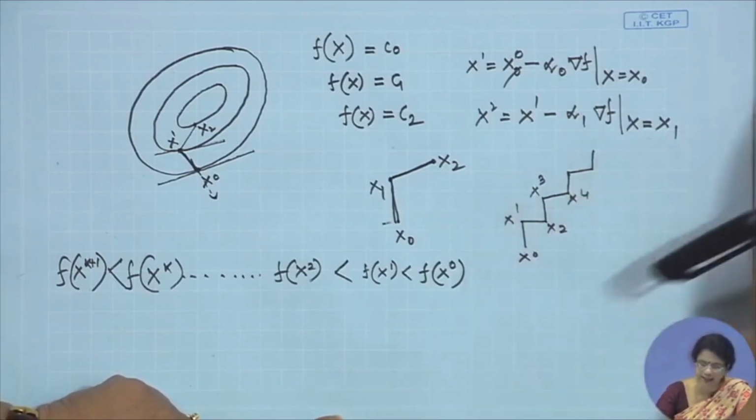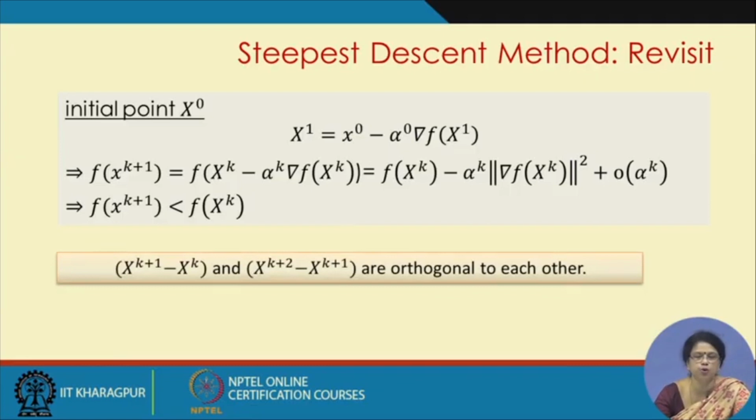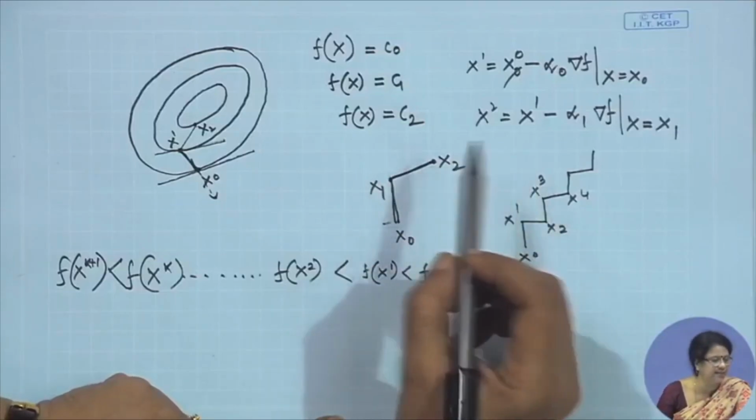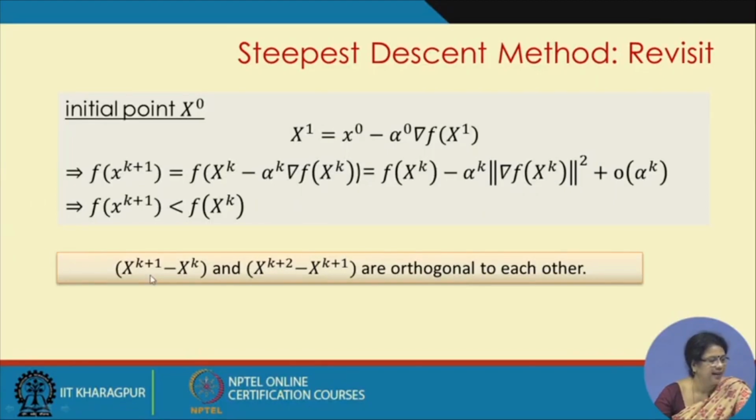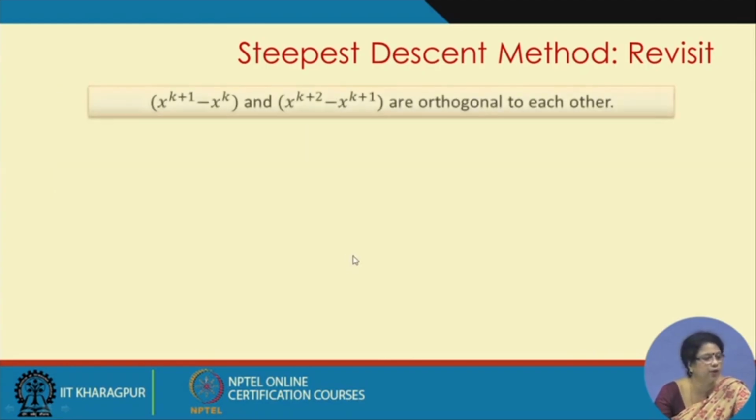In the next part I am going to show you that x_{k+1} minus x_k and x_{k+2} minus x_{k+1} are orthogonal to each other. If we consider k equal to 0, then certainly we can say that x1 minus x0 and x2 minus x1 are both orthogonal to each other. We are going to prove it.